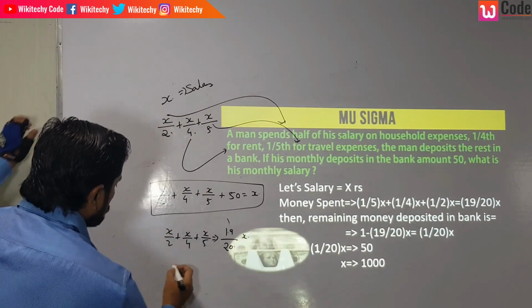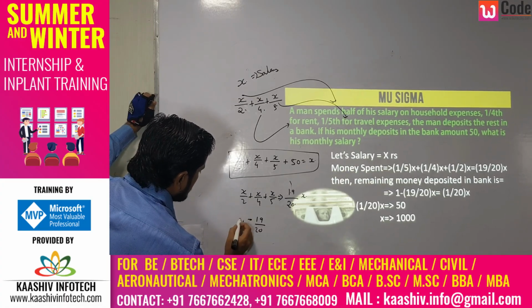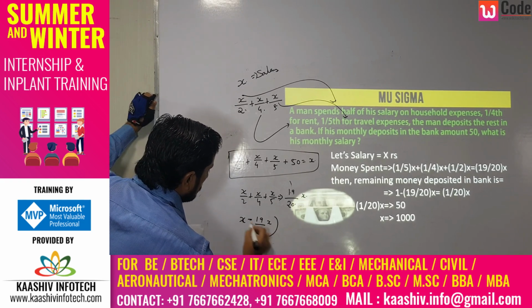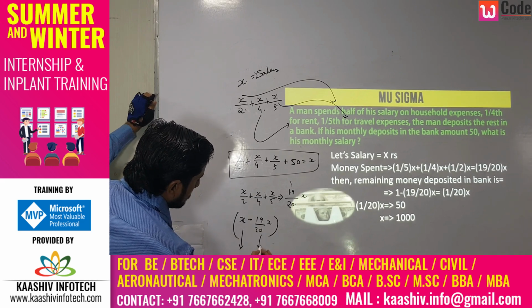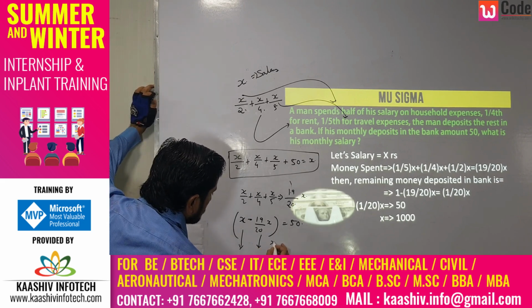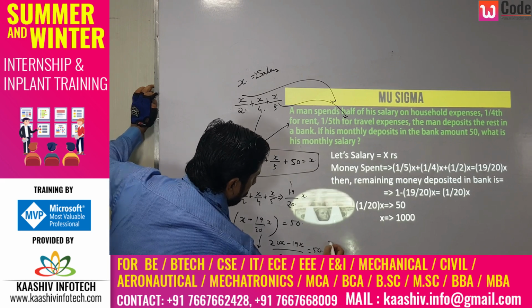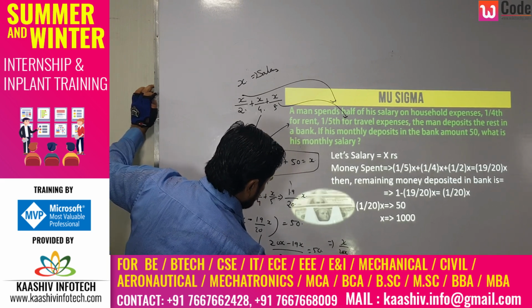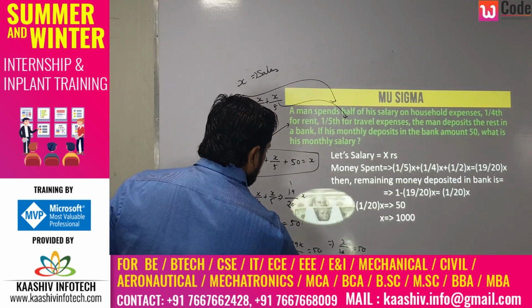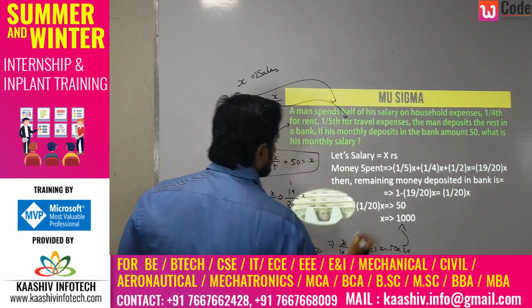Okay, so total is 1 minus 19 by 20. So X minus 19 by 20 X is nothing but total salary minus expenses, which is equal to 50. If you put it here, 20X minus 19X divided by 20X is equal to 50. Obviously, X divided by 20 is equal to 50. So obviously, X is equal to 50 into 20. We got the value as 1000.